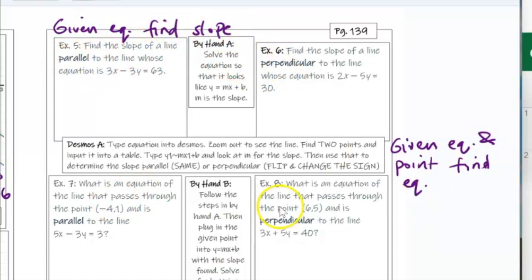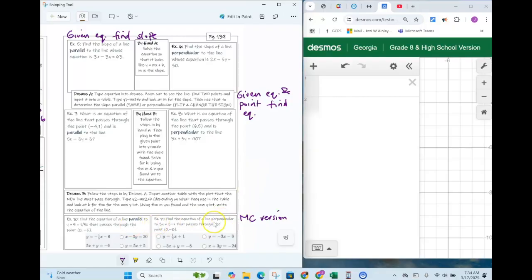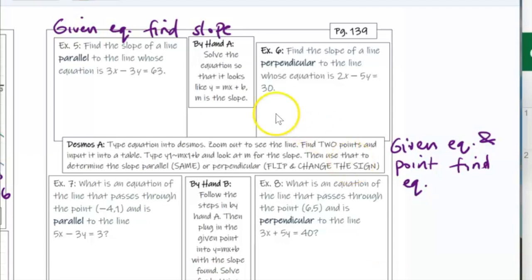Then example 7 and 8, pause the video and write this title down. Given your equation and a point, find the equation. Okay, so you're given an equation and a point it has to go through, find another equation. And then finally, example 10 and 11 is going to be a multiple choice version. So we're going to look at this one by one and then practice one by one.